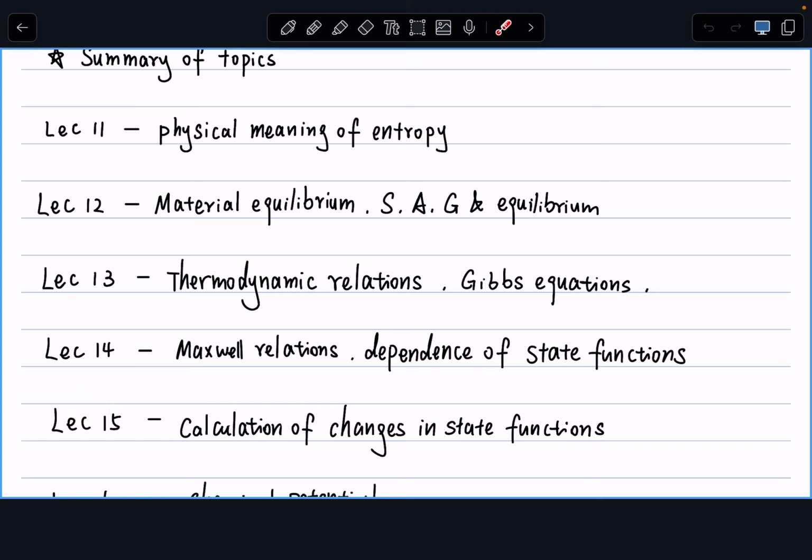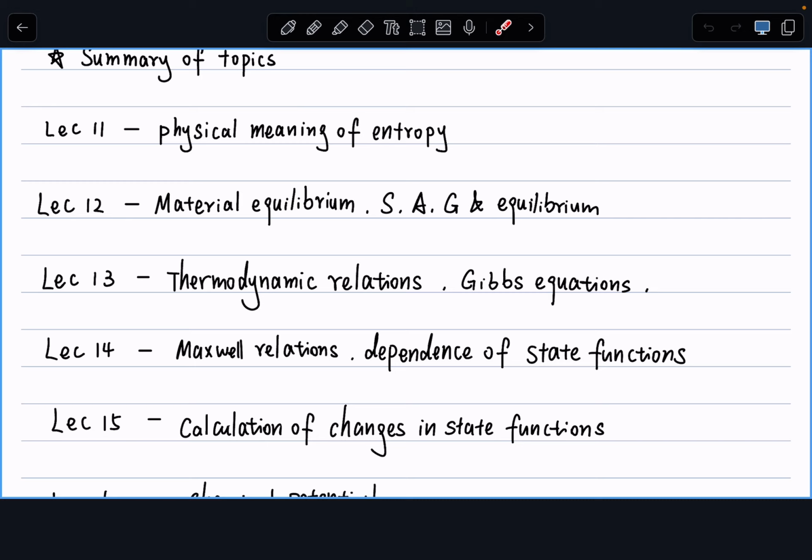We'll do one derivation problem together, and then we'll do a true and false problem to elucidate the conceptual ambiguity regarding chemical potential. And at the end, we'll do one more example if we have time on calculation of changes in state functions. So that's the structure of today.